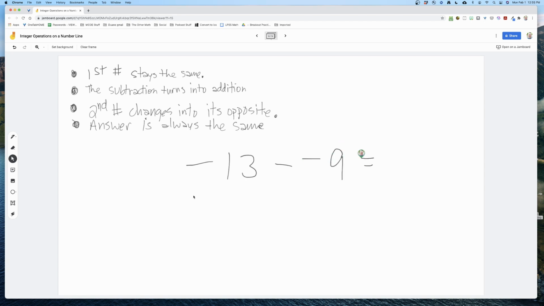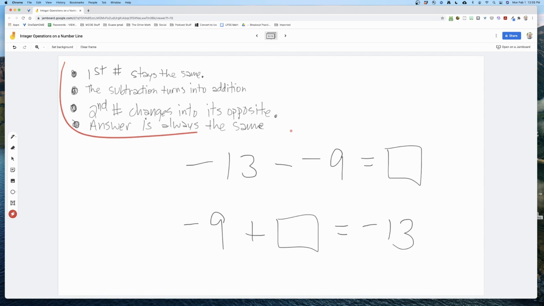Well, we could model it as an addition problem with a missing addend. Negative 9 plus what gives us negative 13. But what we just learned is we can, instead of modeling it on a number line, follow these steps up here and rewrite this problem as an addition problem.